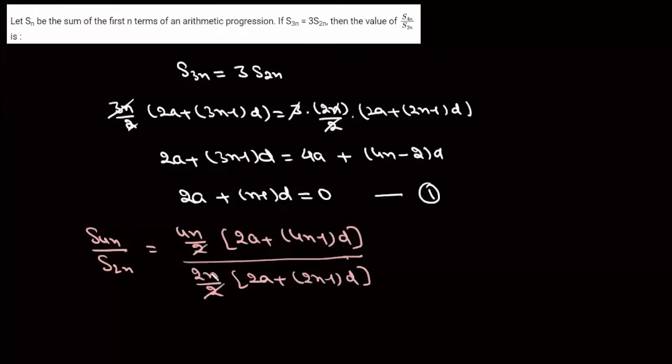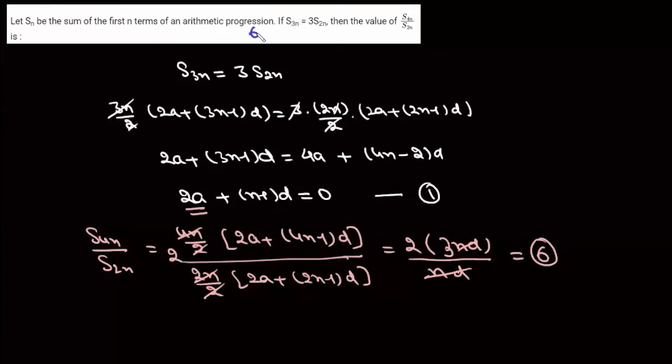Now here we'll get 2, so it'll be this 2, and we can write 2a as minus (n minus 1)d. So if we write minus (n minus 1)d, we'll get this as 3nd upon, and here we'll get this as n into d. Now n into d will cancel, so the value of this ratio is 6. So the answer to this question is simply 6.